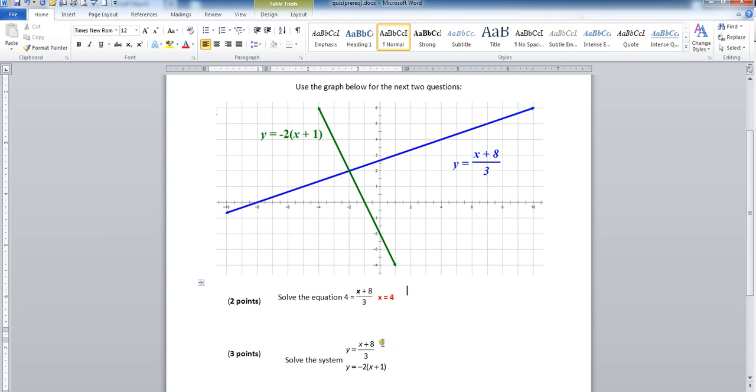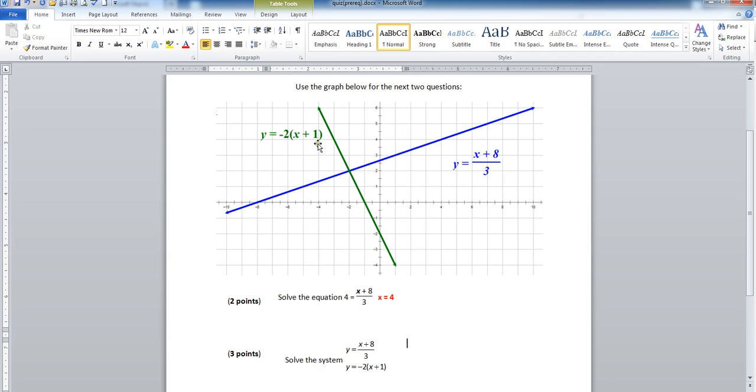Similarly, for this 3-point question, it says solve the system y equals (x plus 8) over 3, which is this guy right here, and y equals -2 times the quantity x plus 1, which is this guy right here. Well, we're going to use the exact same logic that we did up here. But what this is saying is we need both of these things to be true at the exact same time. Now up here, we needed this equation to be true, which meant we had to let y equal 4. The challenge down here is y can be anything in either of these. But we need, in order for the system to be true, y to be the same thing in both.